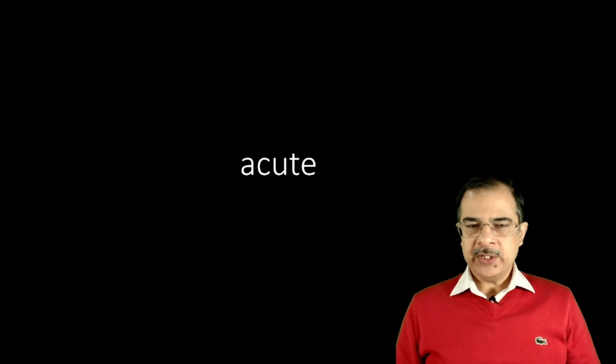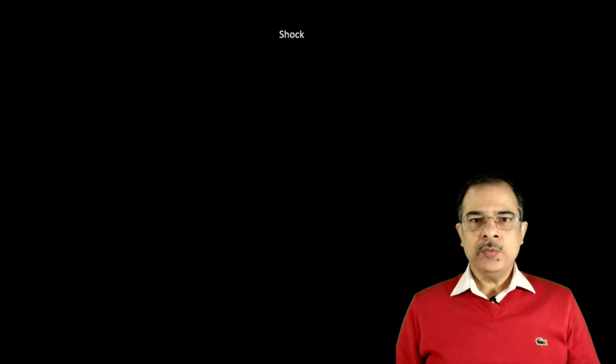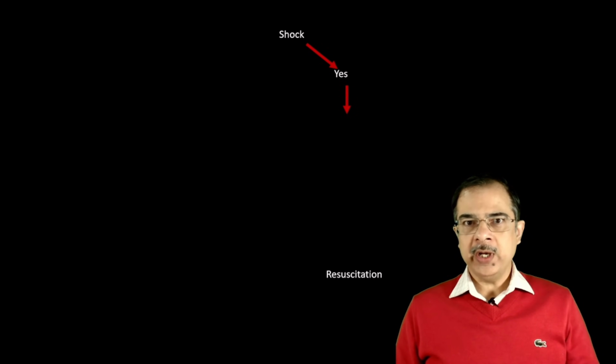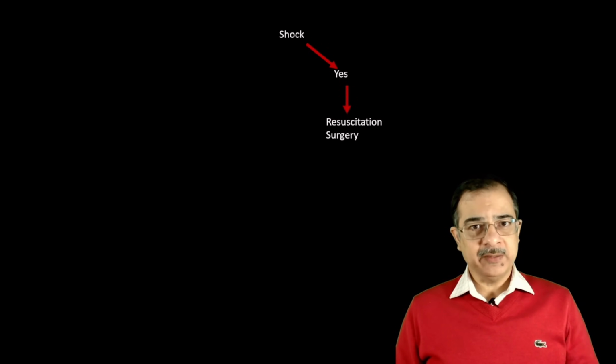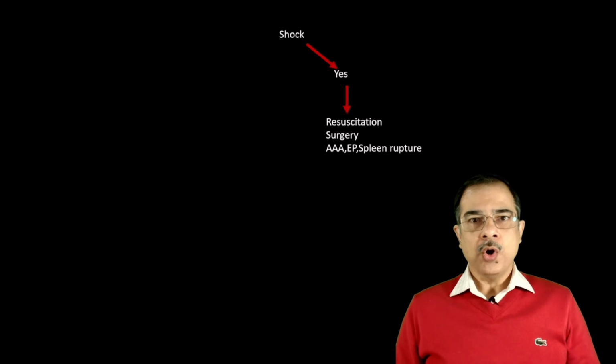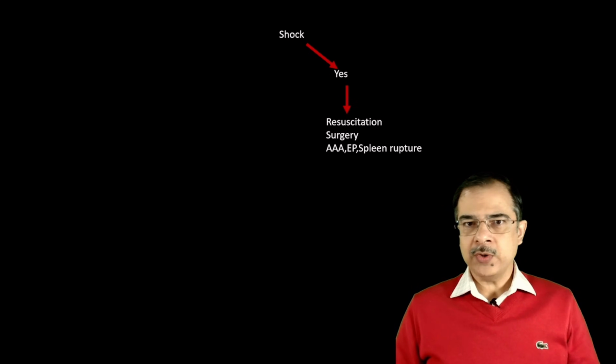Depending on the onset of the pain, the second important point is whether it is acute pain or chronic pain. In acute pain, first assess whether the patient is in shock or not. If the patient is in shock, 3 important pathologies should be kept in mind. Here we should go for resuscitation of the patient, and urgent surgery referral should be done. These are abdominal aortic aneurysm rupture, ectopic pregnancy, or spleen rupture. So these are the 3 important causes where the patient will present with shock.